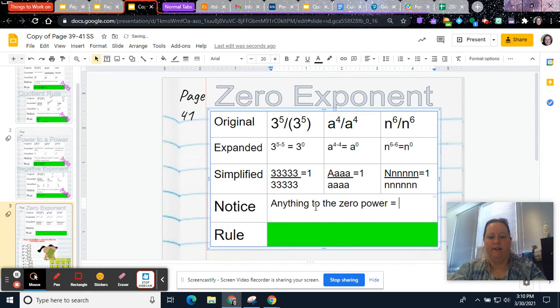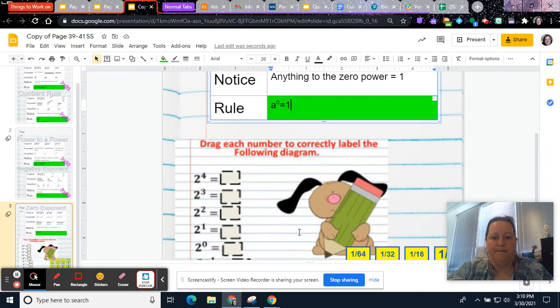So what does that look like in a rule? If I have a to the 0 power, it just equals 1. It doesn't equal a. It's like saying that there's 0 a's there. And when you're multiplying, the only thing that's left, if there's nothing there, is a 1. So anything to the 0 power equals 1. Doesn't matter how big or scary the exponent is.